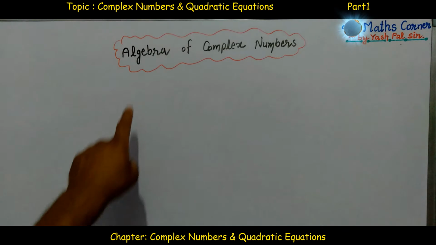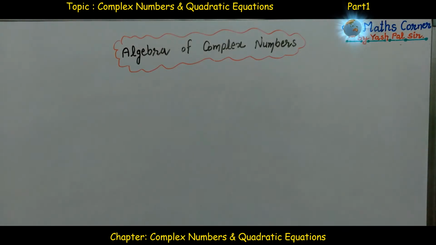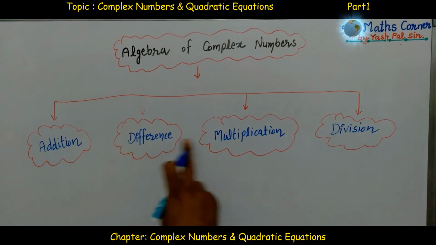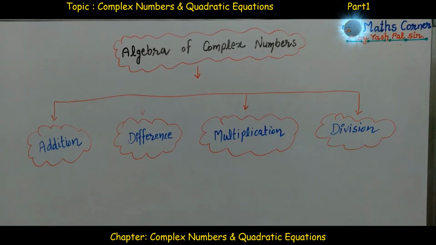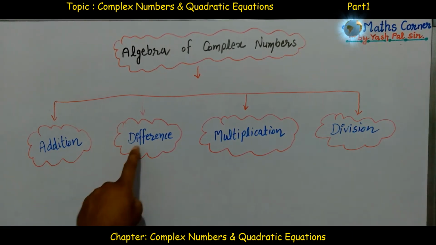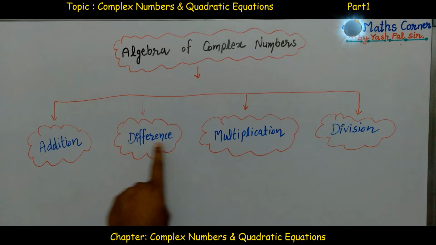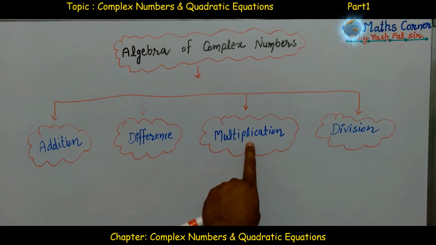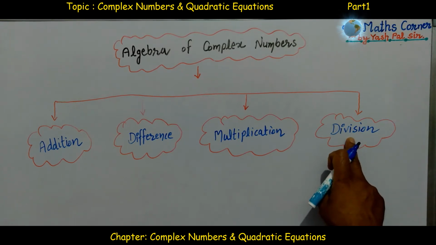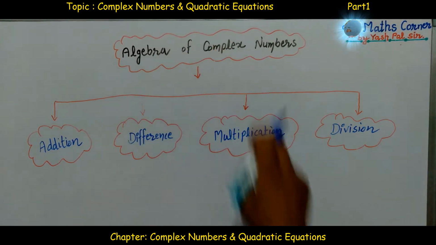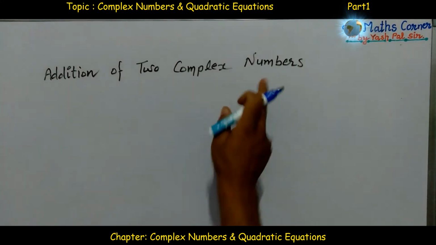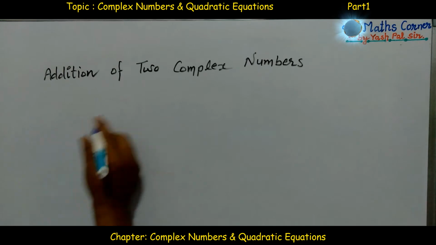Now we are going to study about the algebra of complex numbers, that is addition, difference, multiplication and division. How to add two complex numbers, how to find the difference of two complex numbers, how to multiply two complex numbers, and how to divide two complex numbers. This is called the algebra of complex numbers. First of all, taking addition of two complex numbers. Here I am just taking an example.